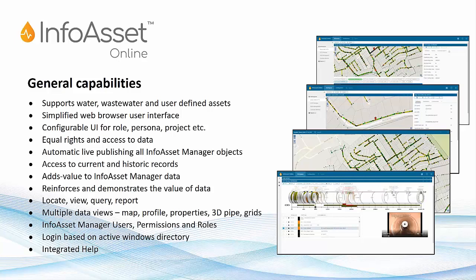InfoAsset Online publishes in a live way, automatically, any additions and changes to the InfoAsset Manager database. So any changes made on the network, for example, any deletes or additions of assets or new inspections that are imported, will be published automatically online in the web browser. So all of this gives added value, if you like, to your InfoAsset Manager data, because now you're exposing all of that data and information across the enterprise. There are lots of different ways of viewing the data in InfoAsset Online, which we'll touch on in the online demonstration in a few minutes.